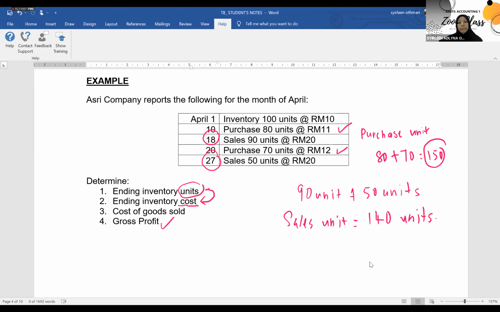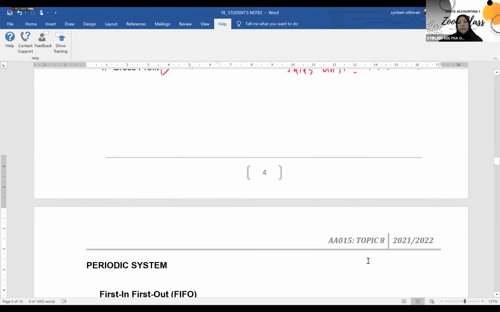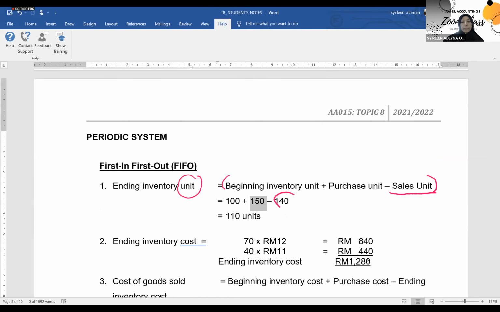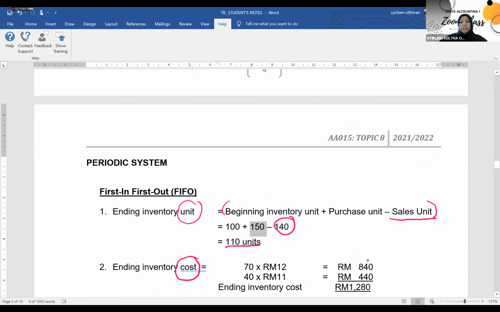Okay, so that's how I get this amount. So my ending inventory unit is 110. Now we are going to calculate the cost. It's not as easy as it looks. You have to understand, this is first in, first out.